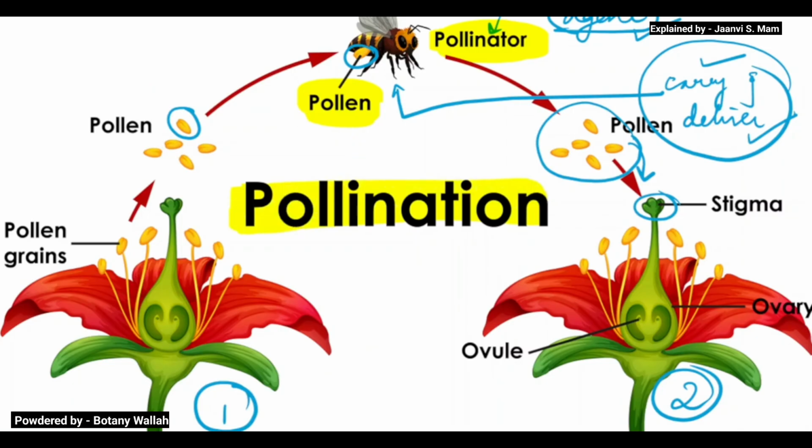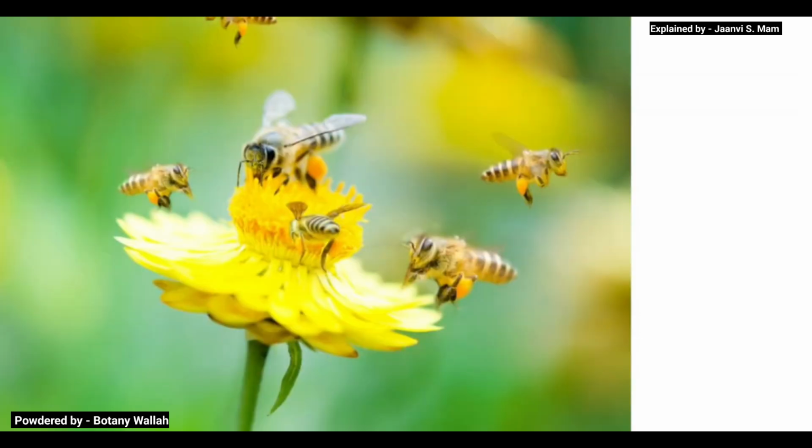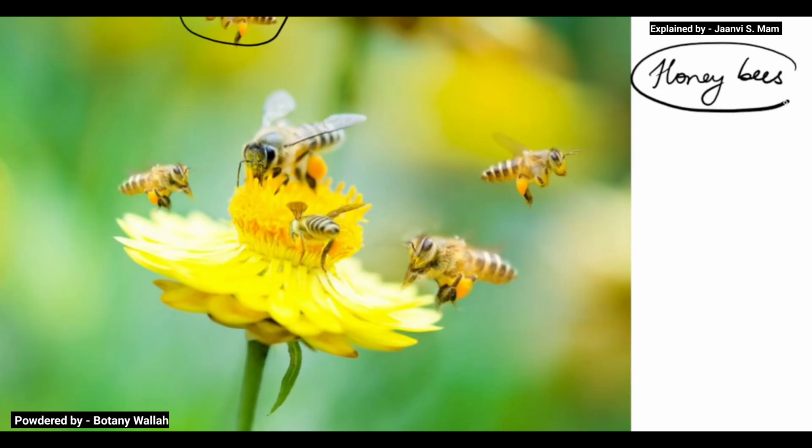I hope you understand these three very important words: what is pollination, why pollination is needed, and who is doing pollination. You can see that honeybees are the major pollinators. The maximum pollination is done by honeybees. The maximum number of plants are pollinated by honeybees, so you should know.